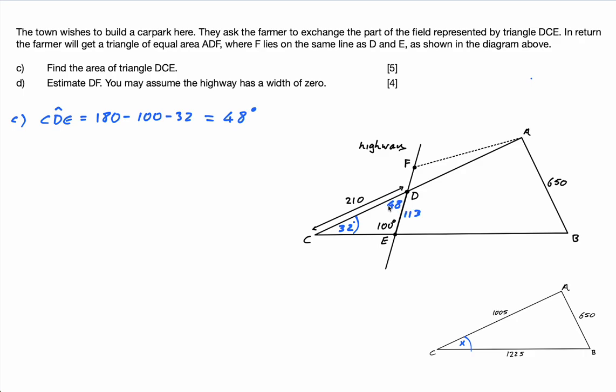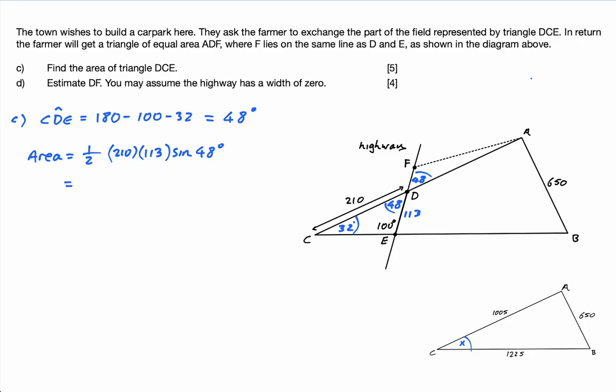Now if this is 48, by the way, for the next question, this is 48 because these are opposite angles. Anyway, so now I have that angle. I can find the area. The area of a triangle is a half this times sine of this. A half 210 times 113 times sine of 48 degrees. That's our half AB sine C. That is in the formula booklet.